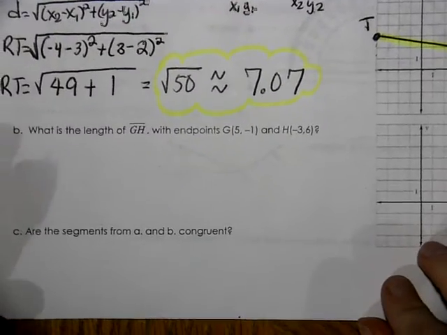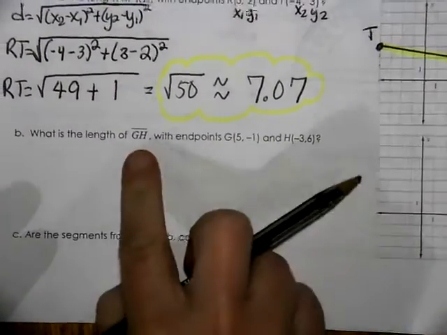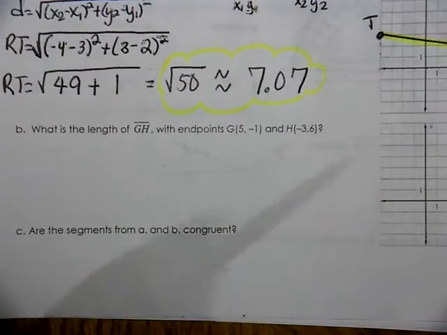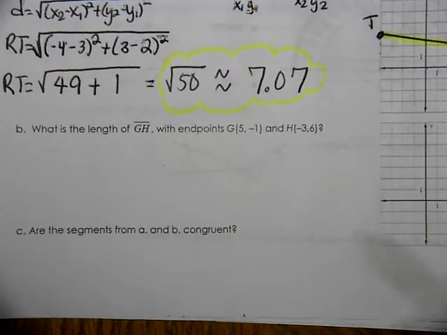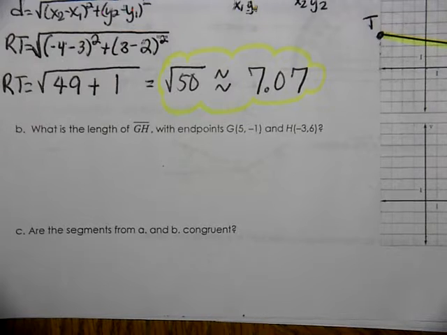Next, we're going to go ahead and look at letter B. We want to find what the length of GH is given these points. If you would like to pause the video at this moment to try this one on your own, please go ahead and do so, and then we'll restart the video to see how well you did.